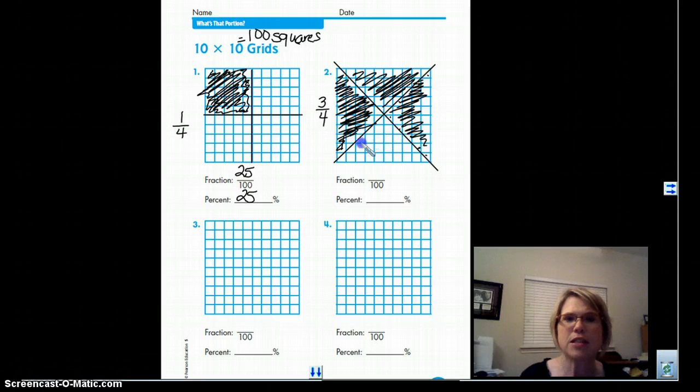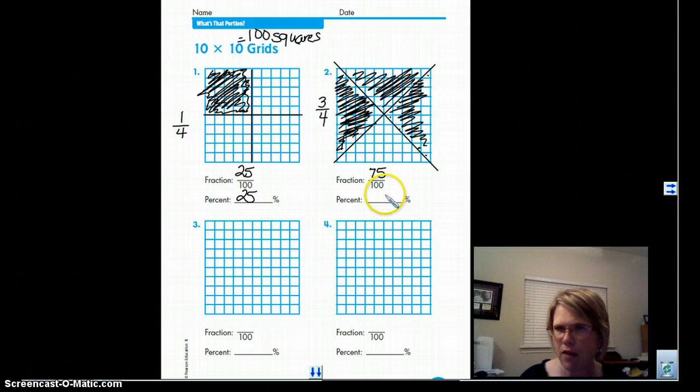Okay? So let's think about this. If one of my 4 pieces was equal to 25%, what would 3 of them be? Hopefully you're doing the math. Hopefully you're saying 75 of those little squares are shaded. Some of you might be saying, well, if 3 of the 4 are shaded, isn't 1/4 not shaded? And if you know that 1/4 is 25% or 25 hundredths, then you just take it away from the 100.